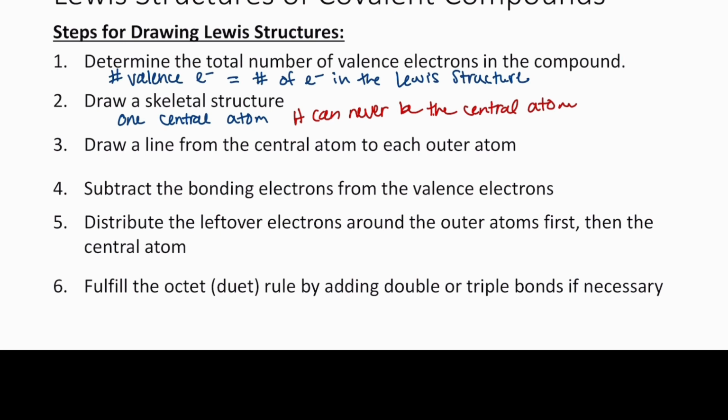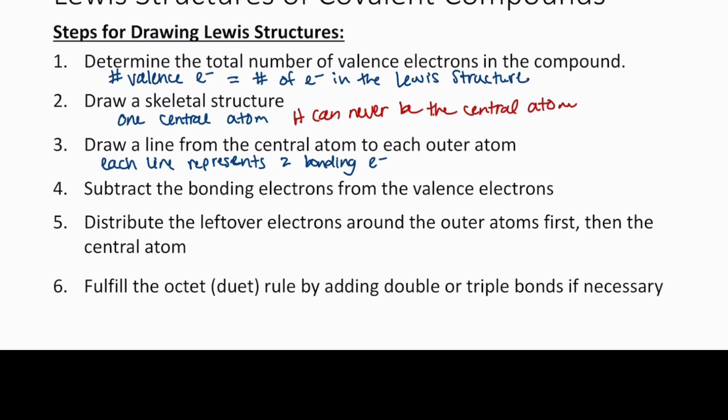From there, you want to draw a line from the central atom to each outer atom. This is important in this class. You're never going to draw a line between the outer atoms. When you draw that line, remember each line represents two bonding electrons. So however many lines you draw, you need to multiply it by 2 to see how many bonding electrons you have. Once you have that number, you're going to subtract that from the valence electrons.